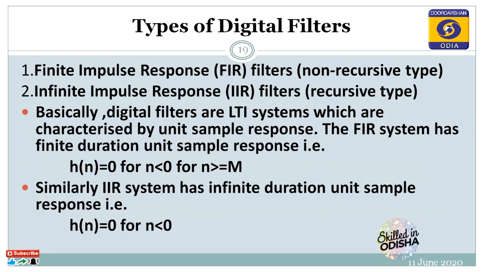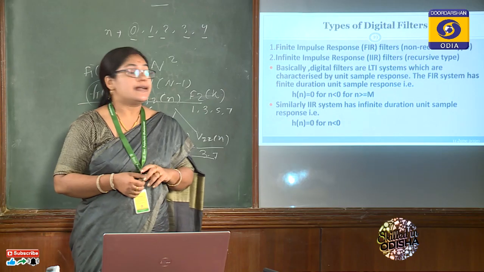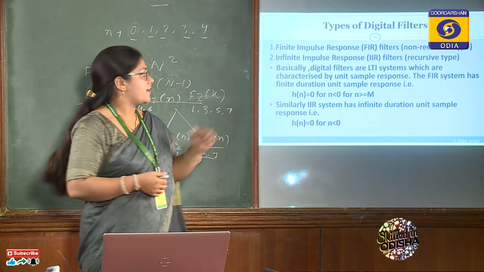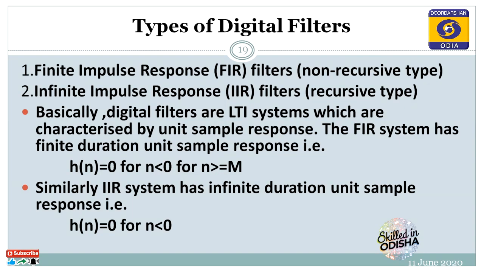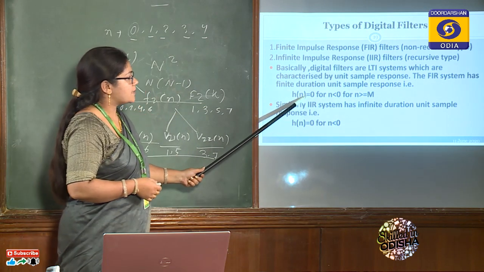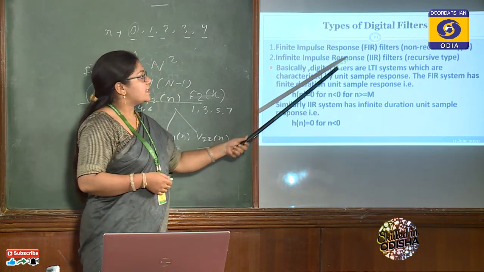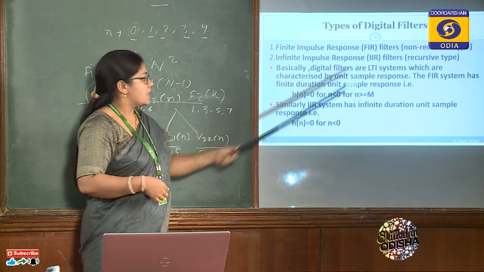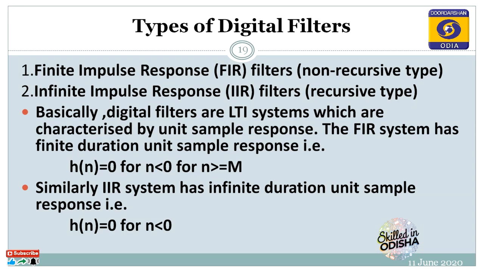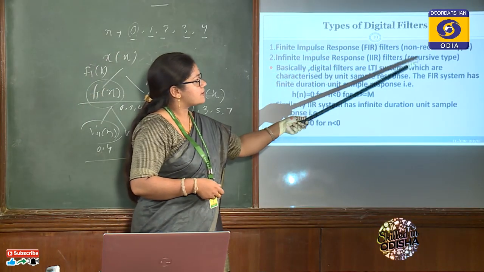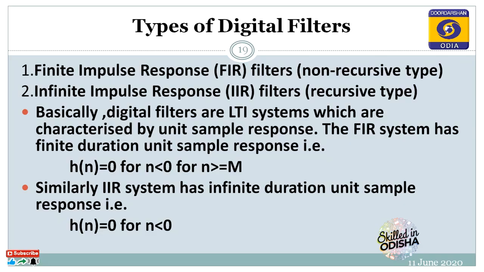Now next is types of digital filters. We have divided digital filters into two types: one is FIR filters and the next is IIR filters. FIR filters are digital filters which are defined like this. Now what is this h(n)? It is the impulse response. If the impulse response is finite, we call it FIR, finite impulse response. If it is infinite, it is called infinite impulse response. One more nature is that FIR is non-recursive and IIR is recursive.